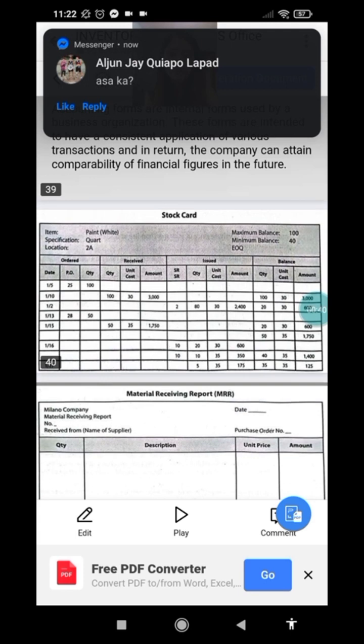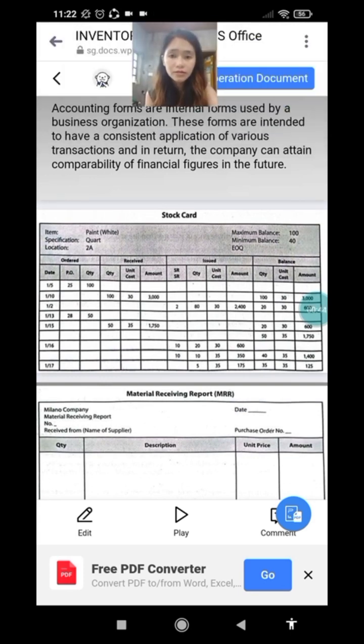We have here the stock card, the chart of stock card. We call it the inventory card. In this inventory card, the stock card, the first column is the order. The order contains the date, purchase order, and quantity. Then the received column contains quantity, unit cost, and the amount. The issued column contains SR, quantity, unit cost, and the amount. The balance column has the quantity, unit cost, and the amount as well.